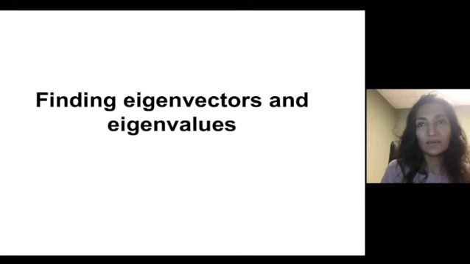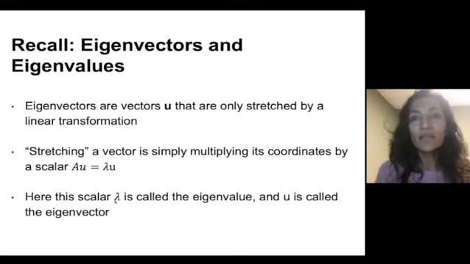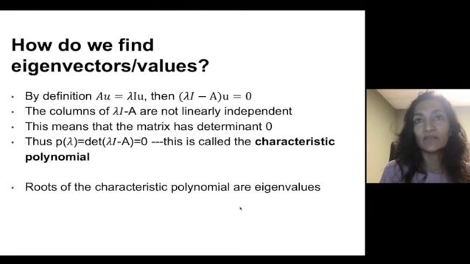Hello, today we will be talking about computing the eigenvectors and eigenvalues of a linear transformation. Recall that eigenvectors are vectors u that are only stretched by the linear transformation. Stretching a vector is simply multiplying its coordinates by a scalar. Here, the scalar lambda is called the eigenvalue corresponding to that eigenvector.